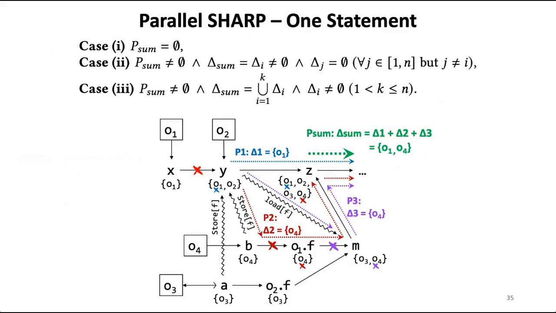The three cases here show all the possible propagation scenarios for a change delta i along its propagation path pi, and summarize the change delta sum along the common path p sum. Case 1 and 2 have no repetitive propagation, since they either have no common propagation path or only require one time of propagation for one change. Hence, the propagations for different delta i can be run in parallel without conflict.